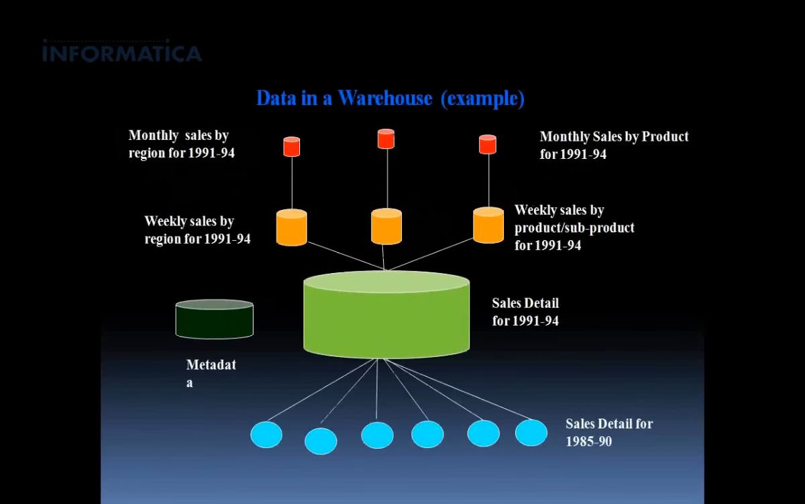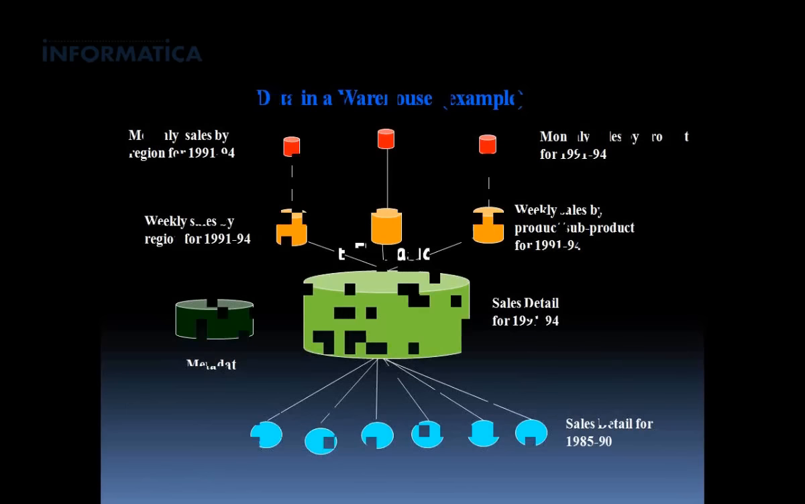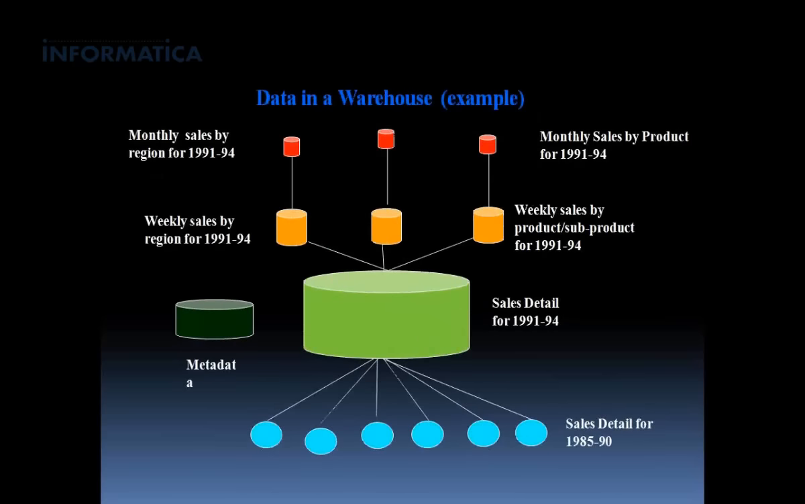You can see the example here: monthly sales by product for the year, weekly sales by product for the year, and daily sales by product for the year. So this is how you have the information in the data warehouse. The data warehouse contains two kinds of tables: one is the dimension table and the other is the fact table. Any questions so far?